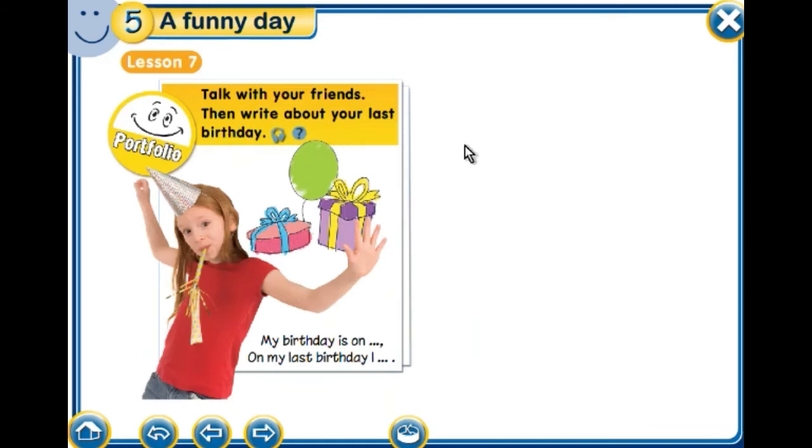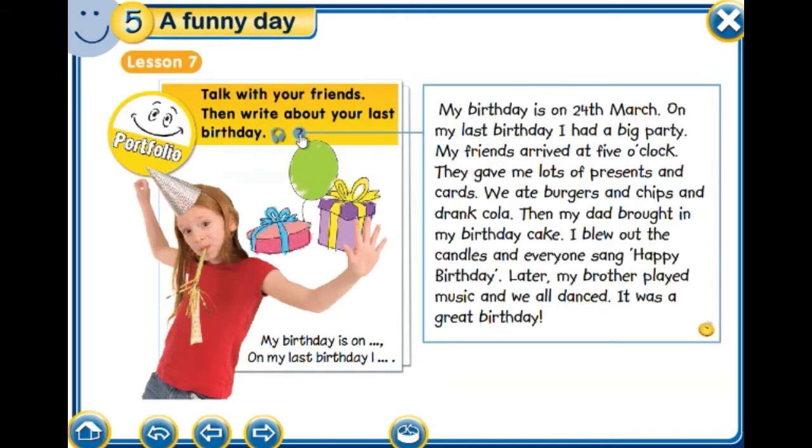Now talk with your friends, then write about your last birthday. Every one of you, all of you, I want you to write about your last birthday. What happened? If you want to read this example, you can. So listen to it.